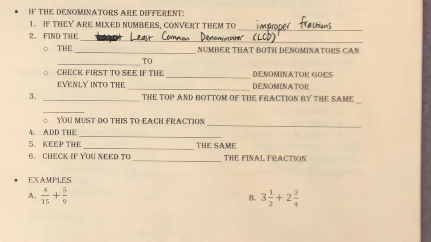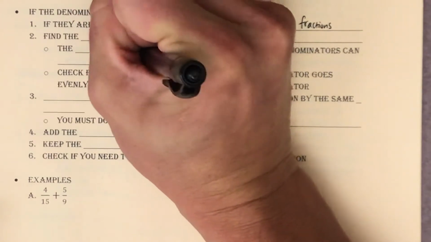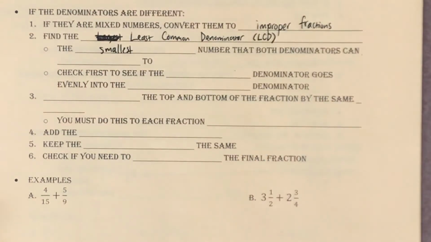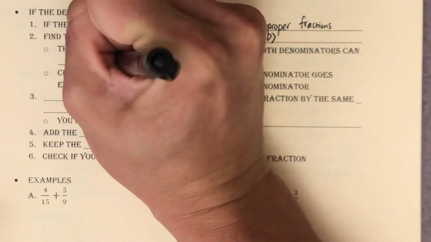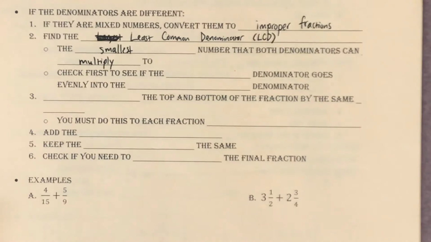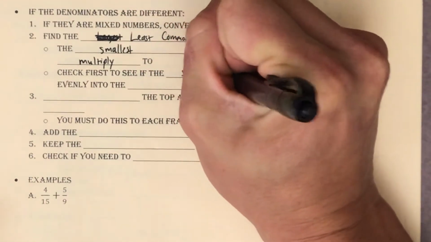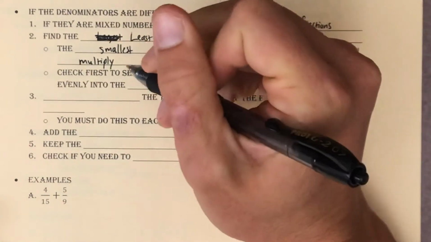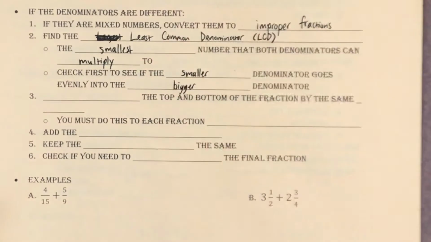So big things we're looking for is, again, what is the smallest number that both denominators can multiply to? That's what we're talking about with least common denominator. And then, as I just said earlier, check first to see if the smaller denominator goes evenly into the bigger denominator. Because if it does, we only have to change one of the fractions.